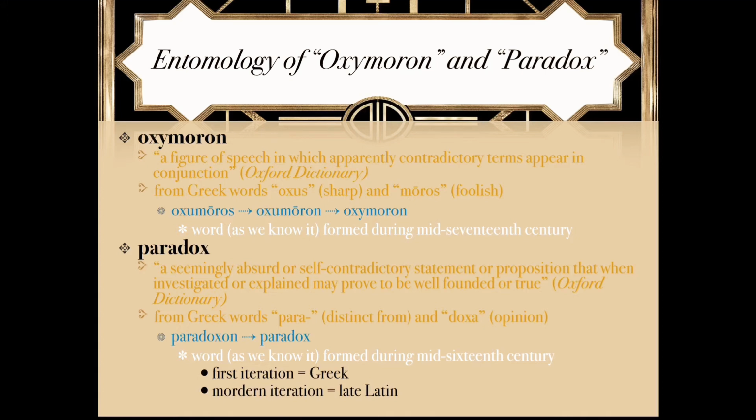A paradox, also provided by the Oxford Dictionary, is defined as a seemingly absurd or self-contradictory statement or proposition that when investigated or explained may prove to be well-founded or true. It is similar to an oxymoron in the sense that paradox also derives from the Greek words para, which means distinct from, and doxa, which means opinion. The word has evolved from paradoxon to paradox in the mid-16th century, and its first iteration was Greek, while its modern iteration is late Latin.